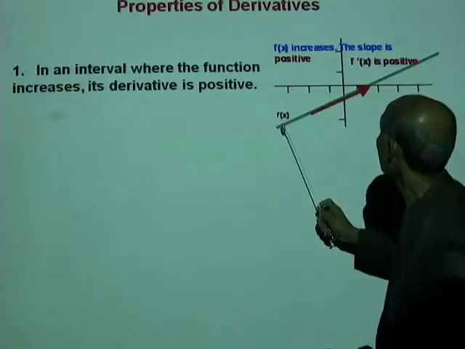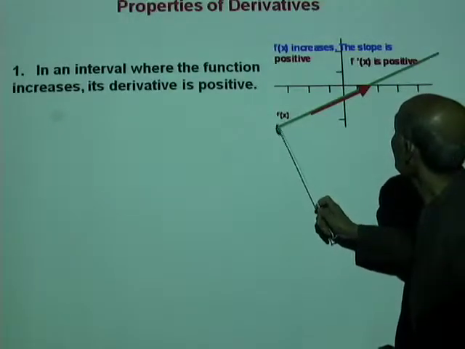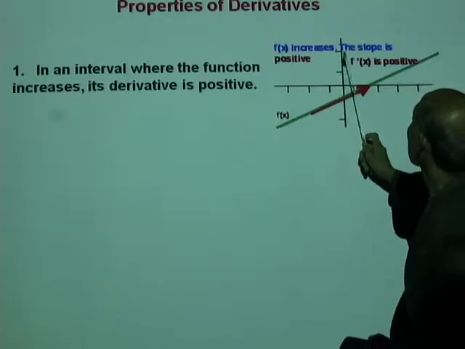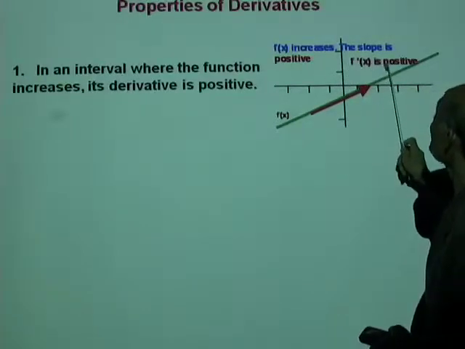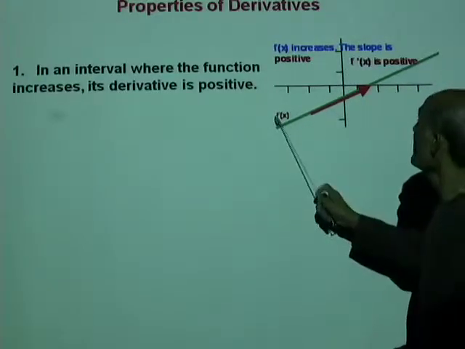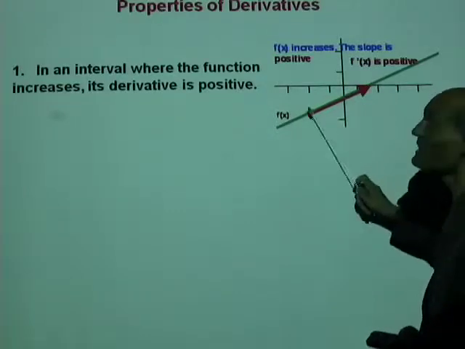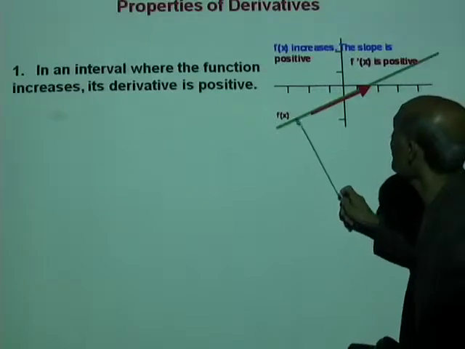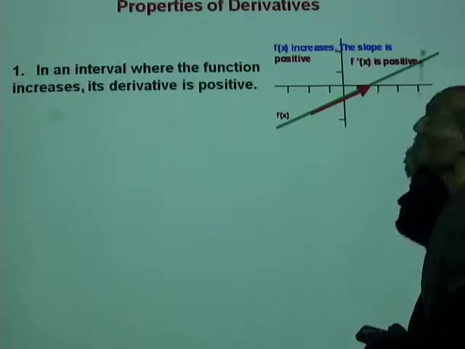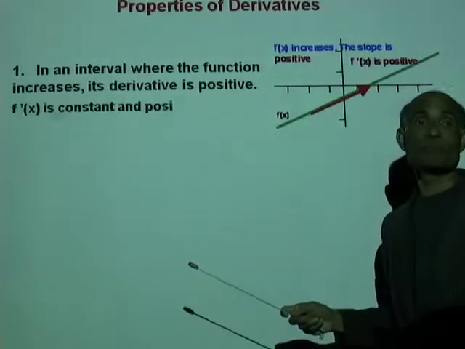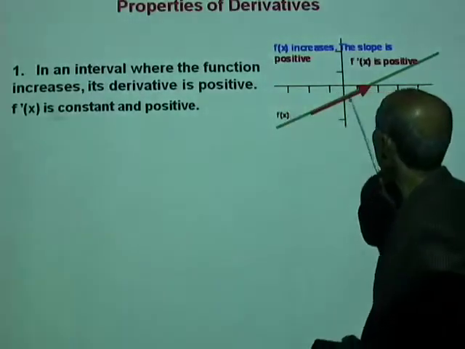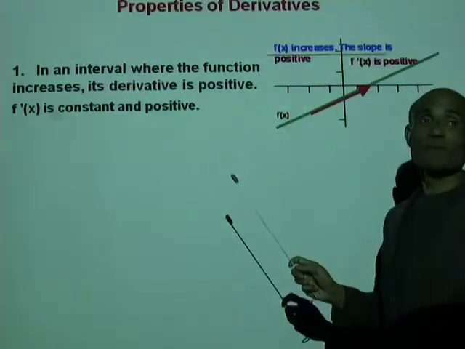Well, look at that. If the function is increasing, then the derivative f prime x is positive. If f of x is increasing, its derivative will be constant. In other words, the slope of this line will be a positive value. F prime x is constant and positive in this case.